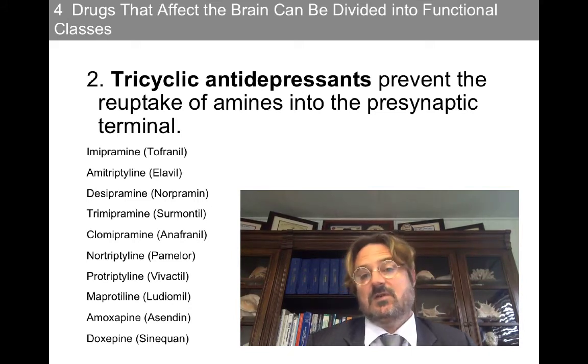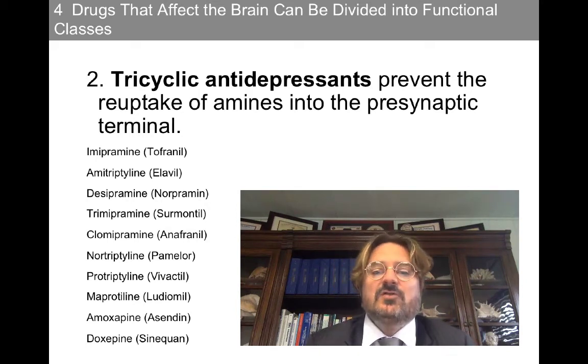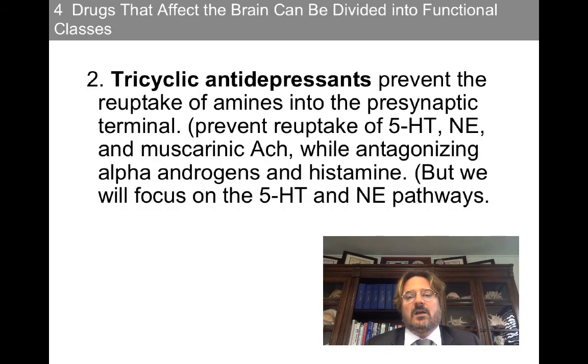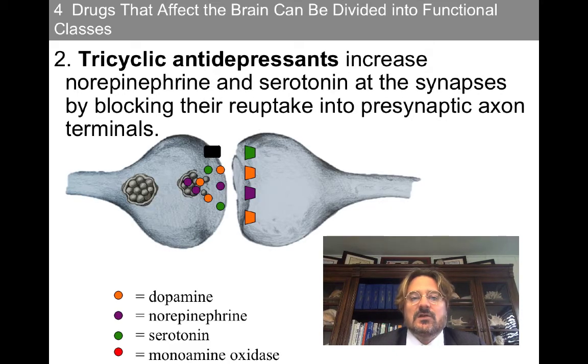So the next class is going to be selective serotonin reuptake inhibitors. Tricyclics are actually non-specific. They actually work on different neurotransmitter receptors. So they prevent the reuptake of amines into the presynaptic terminal. They prevent specifically the reuptake of serotonin, norepinephrine, and acetylcholine. They also antagonize certain androgens and histamine, but we're going to focus on the serotonin and the norepinephrine pathways for the purpose of this lecture. So the tricyclic antidepressant will increase the norepinephrine and serotonin by blocking their reuptake.